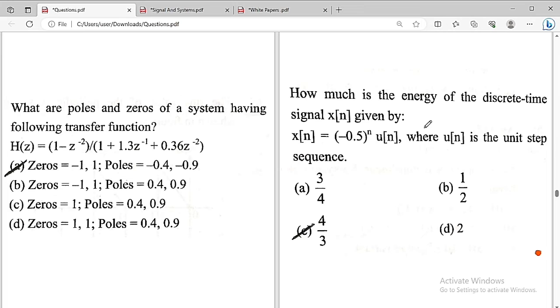Of the four options, option C, 4 by 3, is the correct solution of this question. This much energy is present in this signal. So let's solve this numerical.